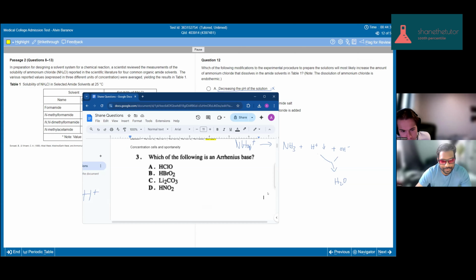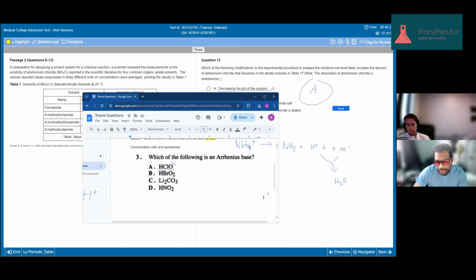So an Arrhenius base is defined as, oh, it's defined as something that produces OH minus ions when it dissolves. Now these are not very straightforward choices in terms of what looks like it can dissociate into hydroxide, but let's try it out, right? So at the very least, we can maybe see that some of these things are acids, like this is hypochlorous acid, right? So it's an acid.